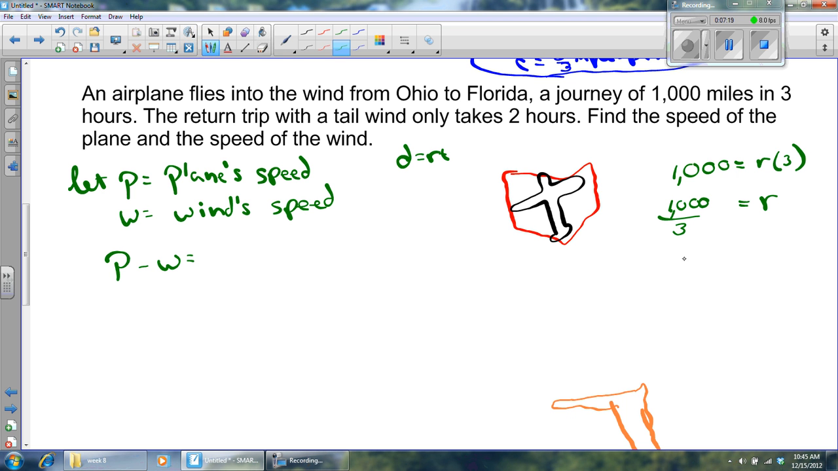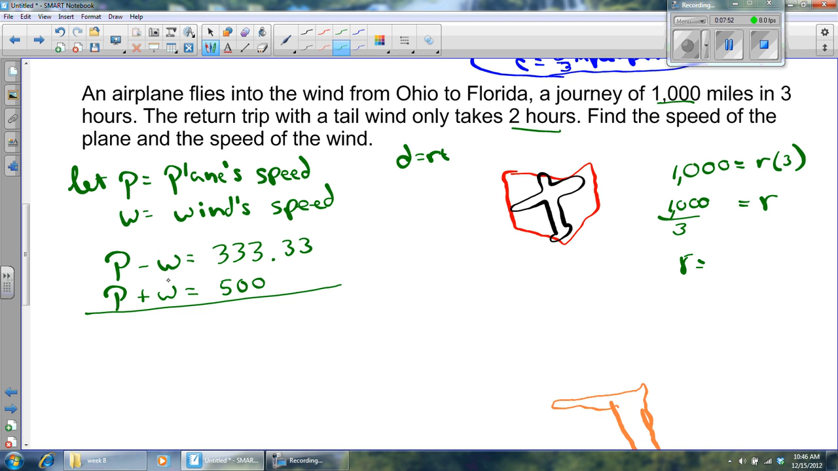And that should be a rate of 333 1/3, I believe. And so I'm going to write that 333. And I'm going to go a couple numbers past the decimal point. Okay, now my second equation is going to be P plus W because the wind is pushing the plane home. And that's an easy one. I have 1,000 miles, 2 hours. That must be 500 miles per hour.